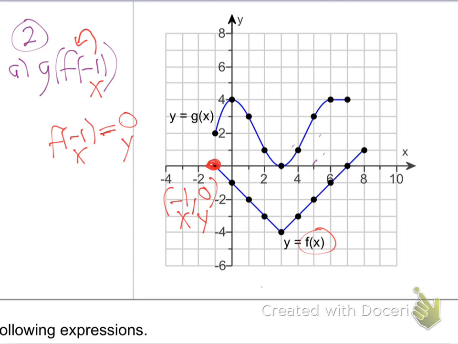So out comes 0 from the first function. Out pops 0 and then goes into the g. So now I need g of 0. That's the x, and I want to find the y that goes with it. So far so good?